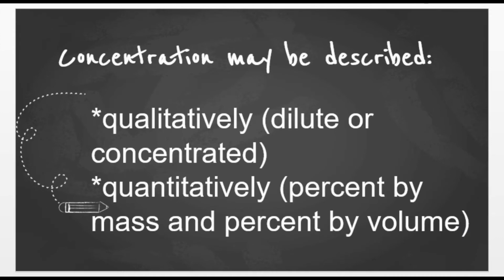Okay, so concentration may be described in two ways, which is qualitatively and quantitatively. Qualitatively is dilute or concentrated. When you say quantitatively, it is percent by mass and percent by volume. It measures the exact amount or the exact percentage of the solution. Let's talk first about qualitatively.